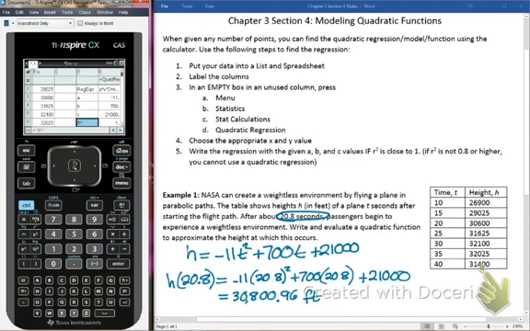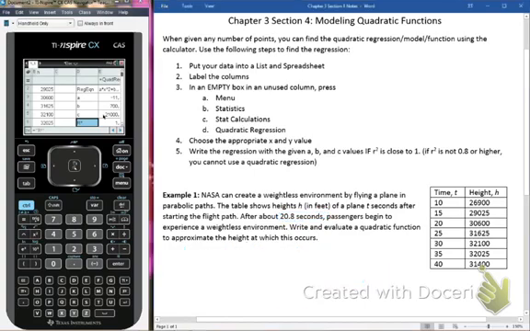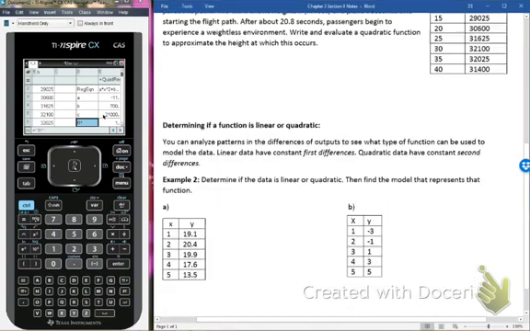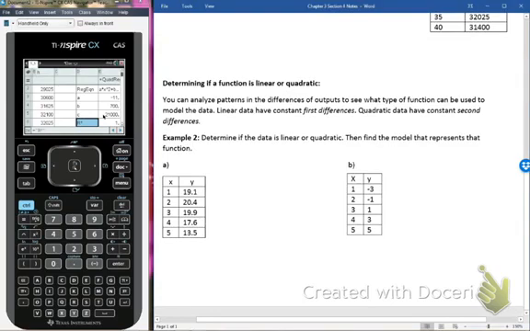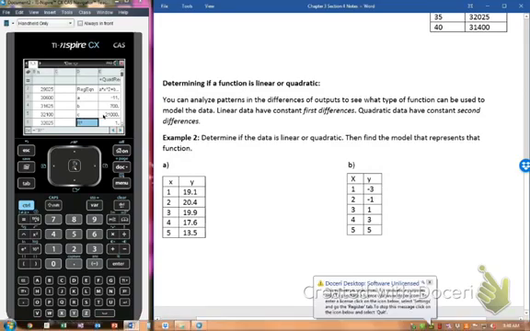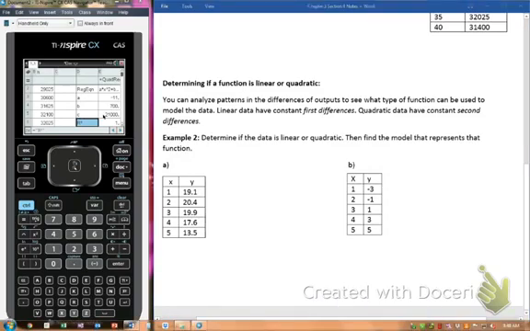And that's the answer. Now, sometimes you don't know if your data is linear or quadratic or whatever. So there is a way that we can figure that out. To do that, we look at first differences. We're just taking a difference. If the first differences are all the same, then it's linear. If the second difference is all the same, then it's quadratic.